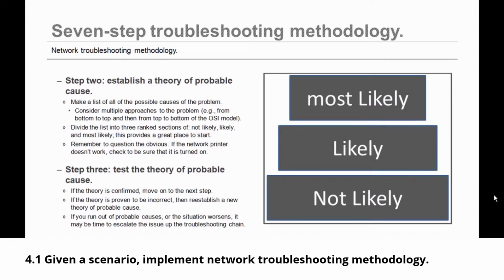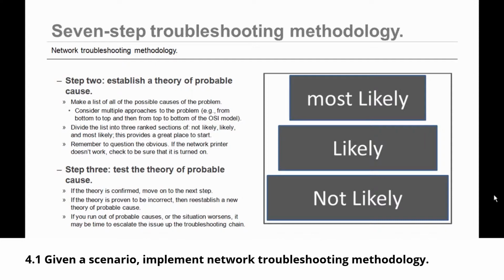Step 2 is to establish a theory of probable cause. Make a list of all of the possible causes of the problem. To develop this list of possible causes, you should consider multiple approaches to the problem, from bottom to top and then from top to bottom of the OSI model. That is a great way to approach the problem from multiple directions.